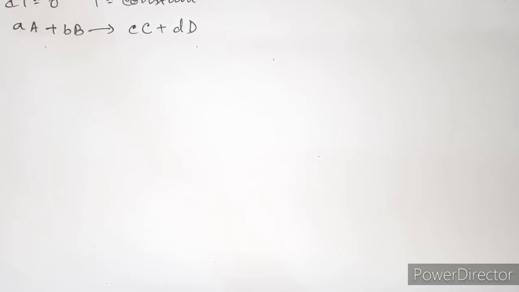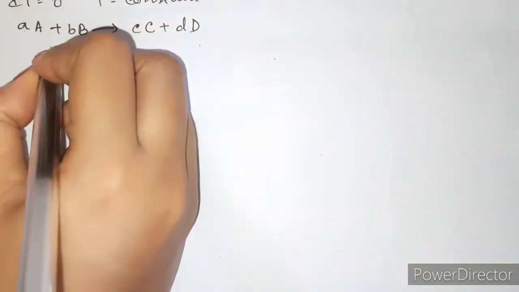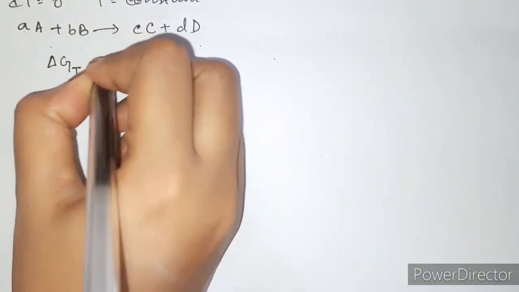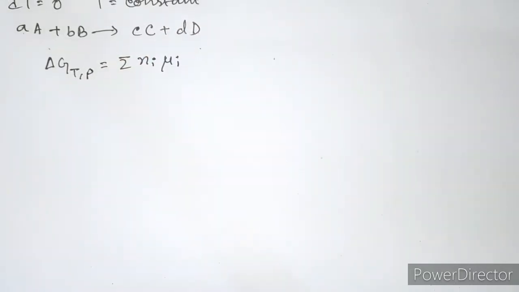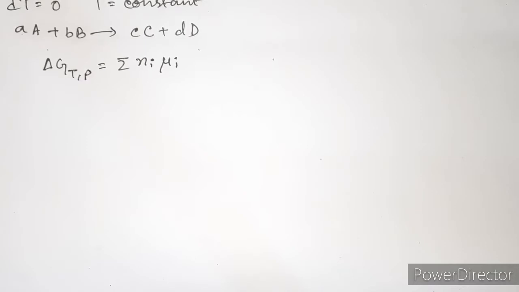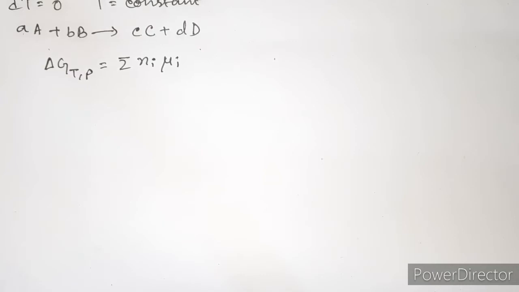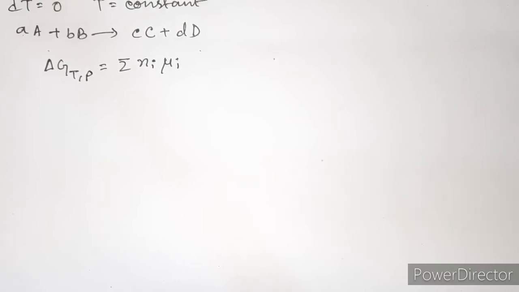Now from the Gibbs-Duhem equation, we have del G at constant T and p is equal to the summation of Ni mu i, where Ni is the number of moles of the component and mu i is the chemical potential of that component. If you do not know the Gibbs-Duhem equation, please check the description box. In the description box I share a link, and you can get the complete derivation of the Gibbs-Duhem equation there.